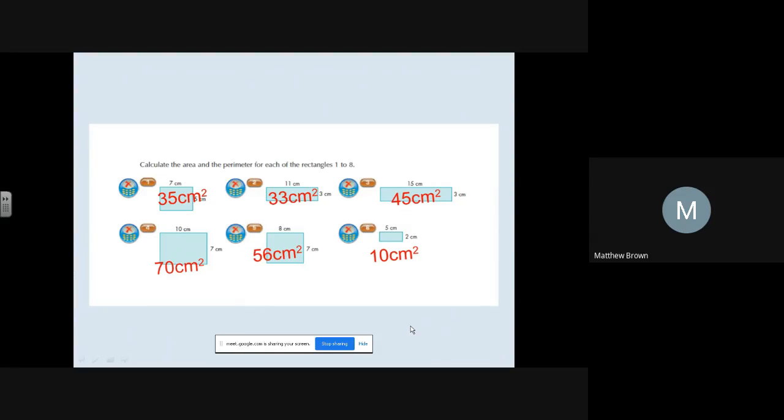So that's what you should have got for those. Make sure you've got a unit. You sometimes get marks for units with areas. So whatever the sides are measured in, the area is measured in that thing squared.